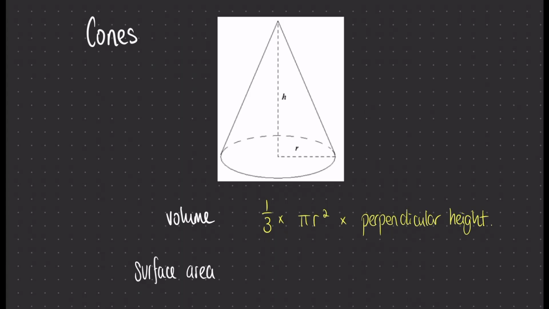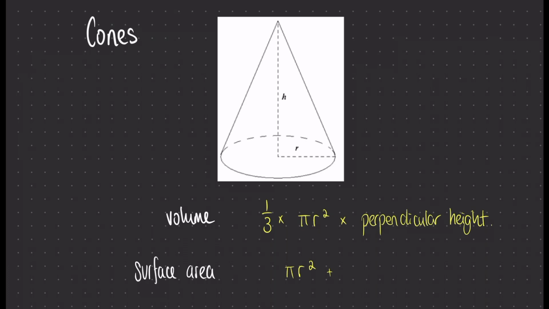For a cone, we'll also be expected to know how to calculate the surface area. So for the base of the cone, that's very simple. It's just a circle. We can just do pi times r squared. But for the curved, slanted side of the cone, this is a little bit harder to calculate. If we imagine it opened out, it's actually going to look like a sector of a circle.